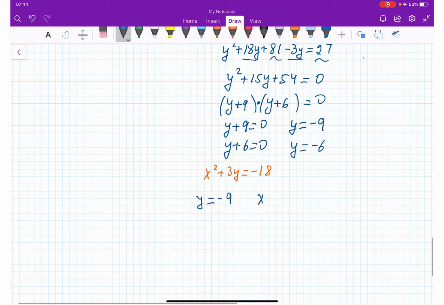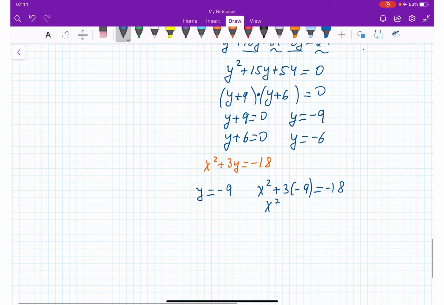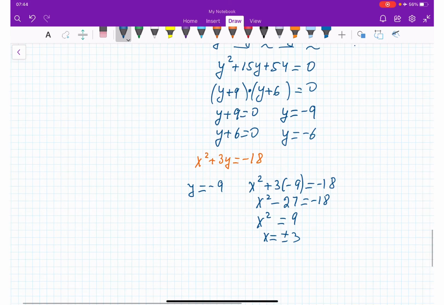It's going to be x squared plus 3 times negative 9. I'm going slow, so it will be clear. And from here, x squared minus 27 equal negative 18. X squared is equal positive 27 minus 18, it's going to be positive 9. And x is equal plus minus 3. So from here, we are getting the answer positive 3, negative 9. And we are getting the answer negative 3, same negative 9.